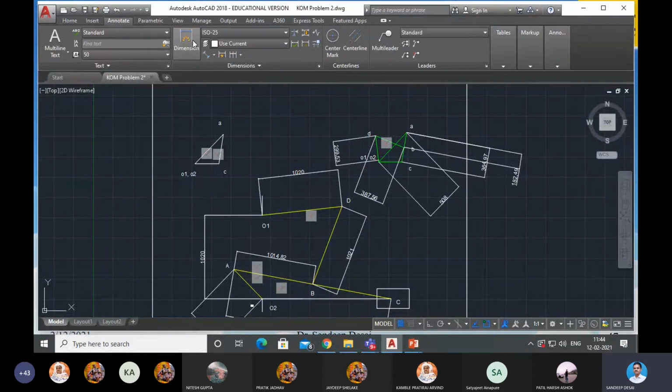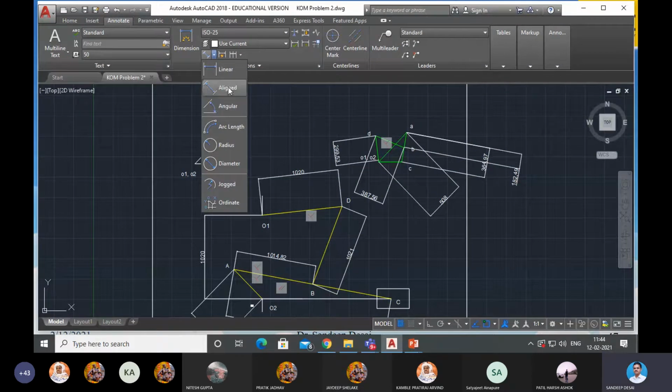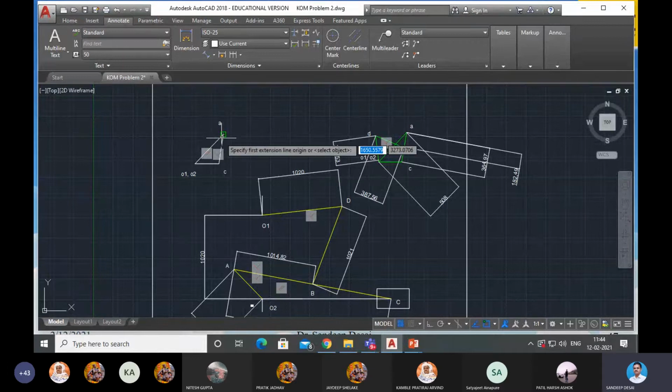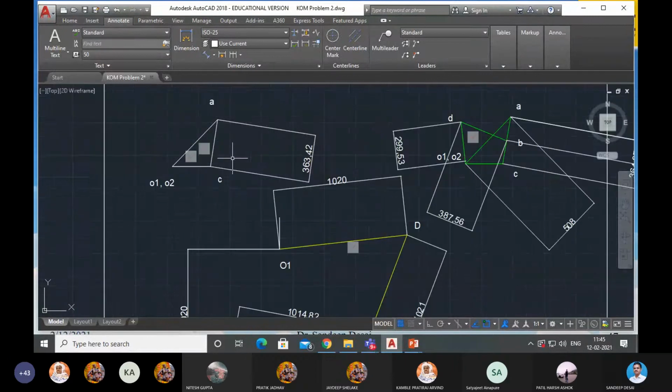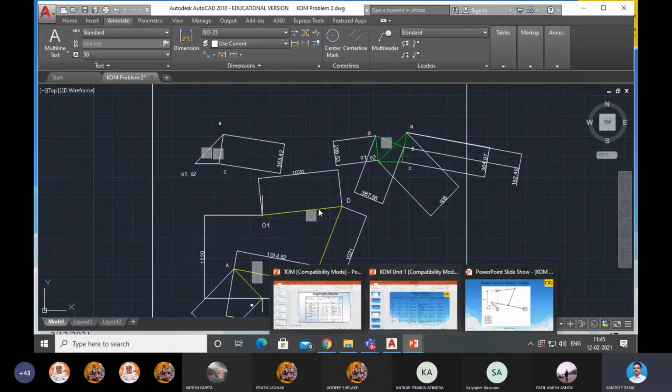Let's dimension it first. Let's find out how much it is. Dimension it, and tell me how much it is. 363.42. And AB is known in the velocity diagram? Known or not known? No, not known.